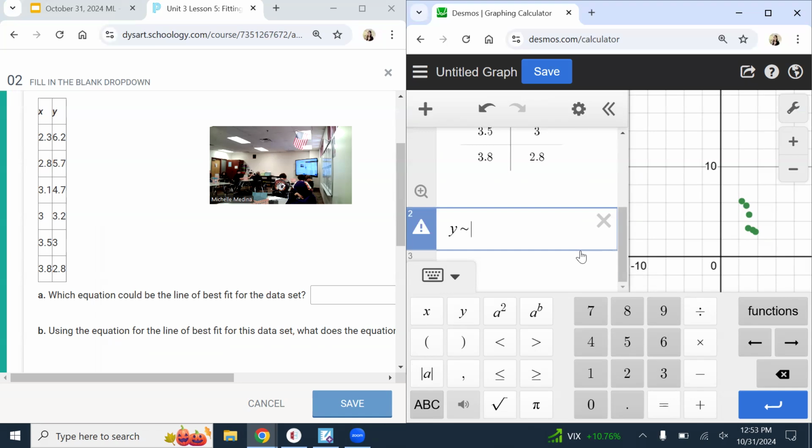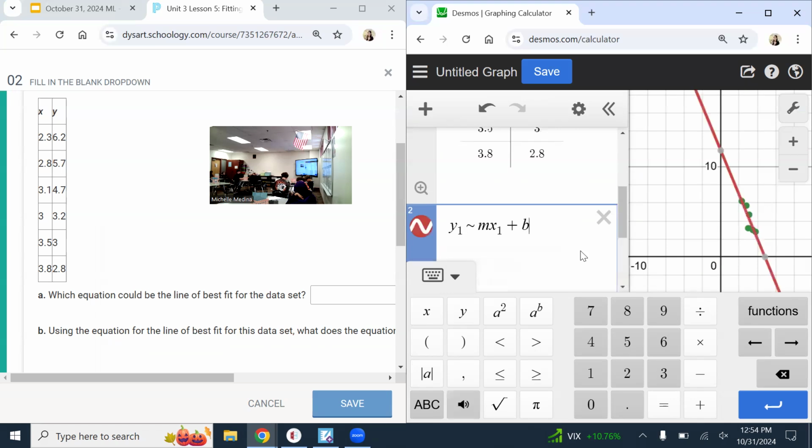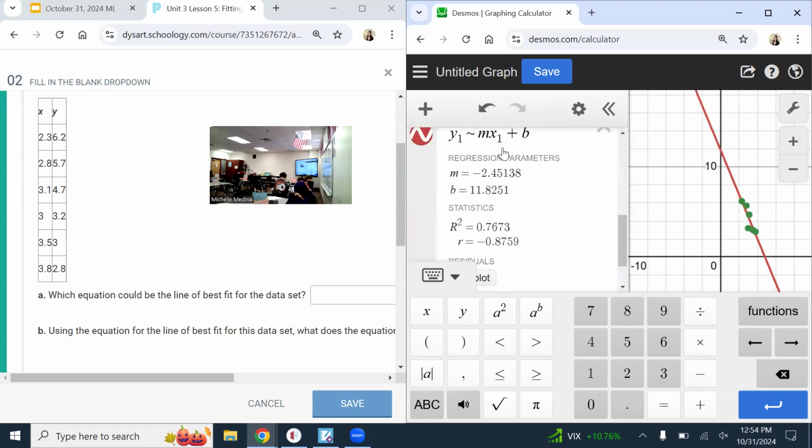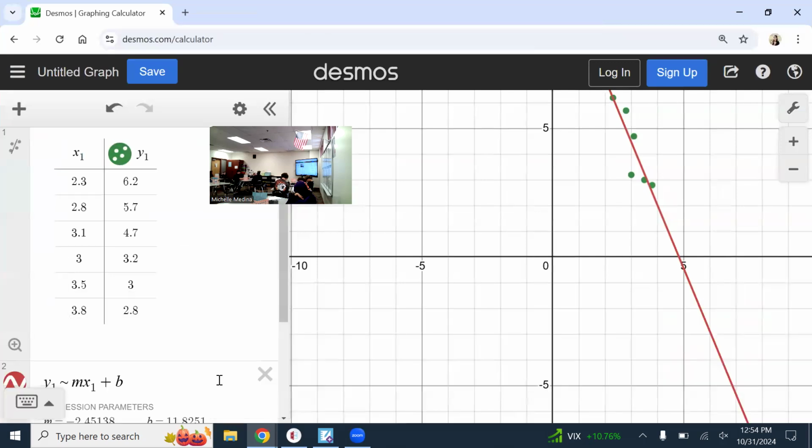Definitely make sure you have it in your notes so that you have it for the quiz tomorrow. But here's what it is. It's y1 squiggly mx1 plus b. So it's like y equals mx plus b, but if you look here, these are x1, y1 right here. This is how you make it attached to the table that you put in. Why the squiggly? I don't know, but that's what creates the line.